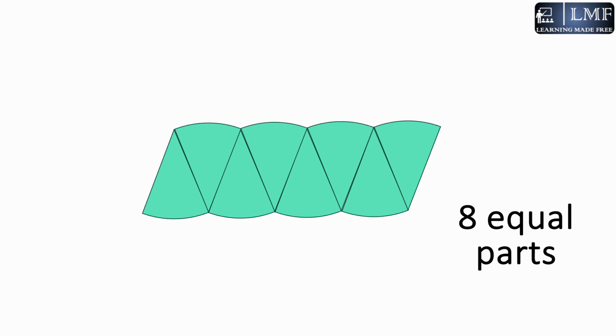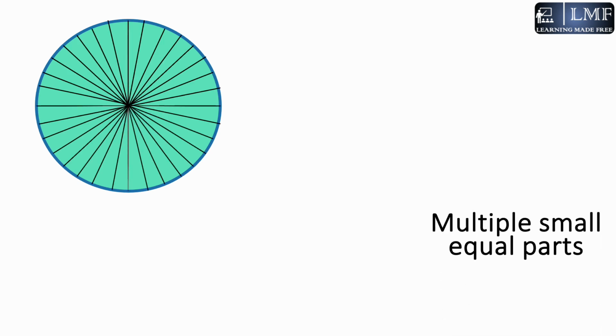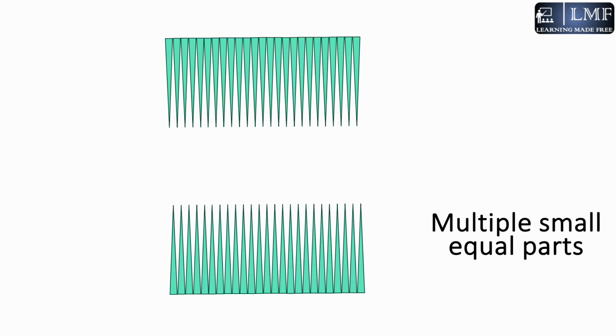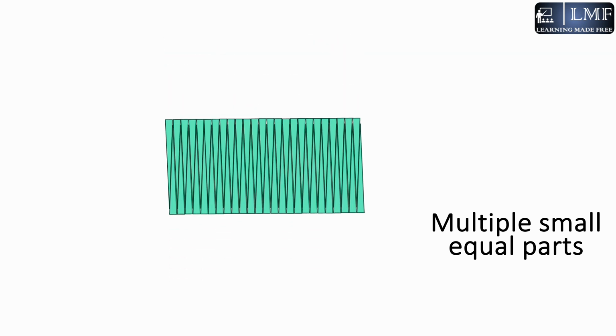So to make a perfect rectangle, maybe we'll have to make smaller equal parts out of the circle. Let us try doing that. Now making multiple small equal parts of the circle. Now let us use these smaller equal parts to form a rectangle. If you see on screen, the rectangle formed is as good as a perfect rectangle.